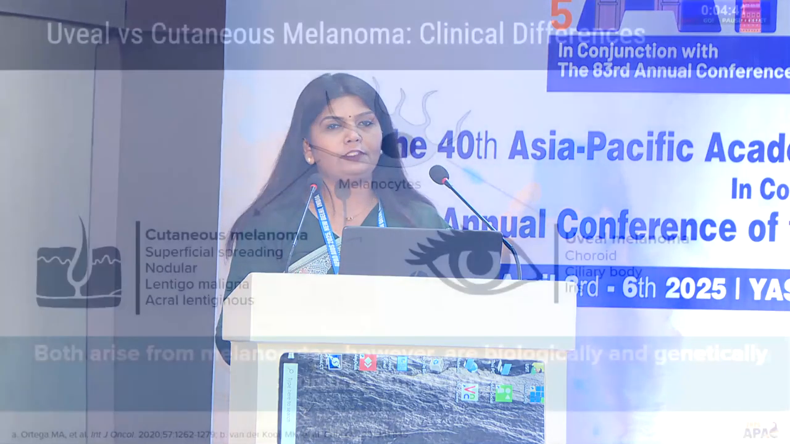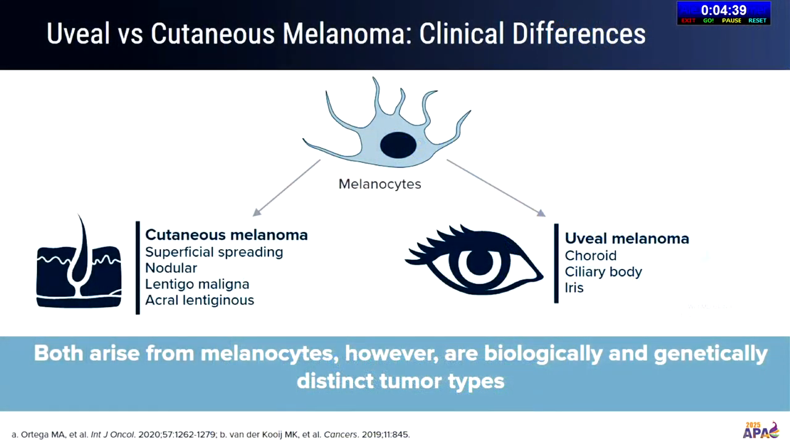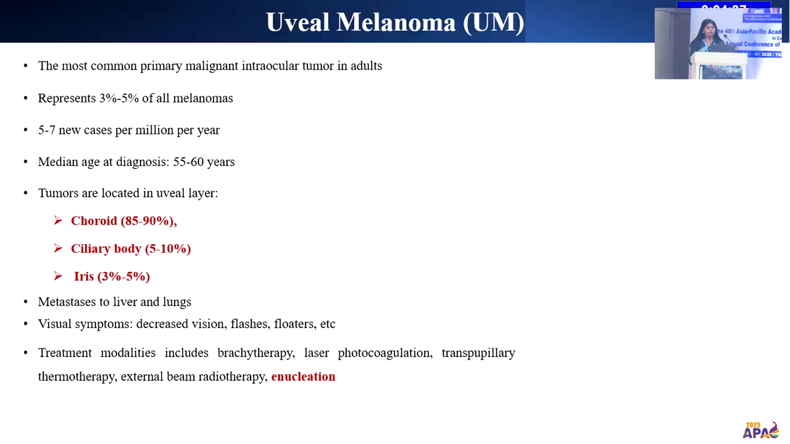Good morning all. Today I am presenting decoding tumor heterogeneity in uveal melanoma using whole exome sequencing. It's a technique which is the most important in this era for genetic alterations. As we all know, uveal and cutaneous melanomas are clinically different. They both arise from melanocytes, but they are genetically distinct tumors.